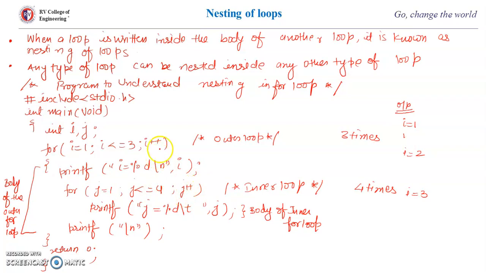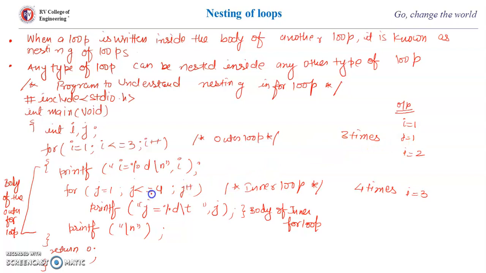What happens is that for each iteration of this outer for loop, this inner for loop will be executed. That means when the outer for loop iterates 3 times, for each iteration of the outer for loop, the inner loop is executed 4 times. So j equals 1, the condition is true, the j value 1 will be printed, then one space will be given, and then the j value will be incremented, it becomes 2.